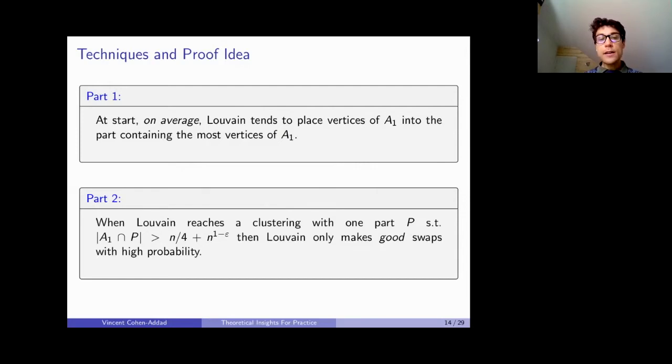But we can show that on average, Louvain tends to do the right thing. It will place vertices from A1 into the part that contains the most vertices of A1. So it starts aggregating vertices of the same community into the same cluster. But this is on average, so it's not that easy.